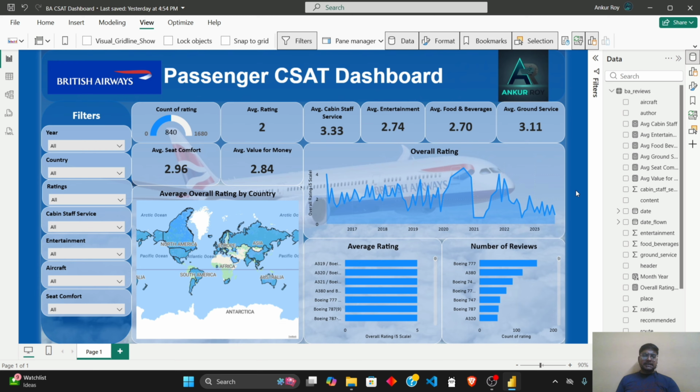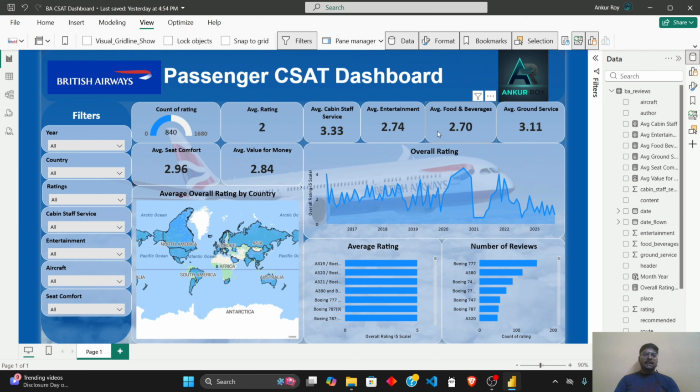From a business perspective, this kind of analysis helps airlines like British Airways answer critical questions such as which services are performing well, where passengers are dissatisfied, whether there are regions or aircraft-specific issues, and how satisfaction has evolved over time. Ultimately, the goal is to convert raw customer feedback into actionable insights that can guide service improvement and enhance the overall passenger experience. Let us start with the KPIs at the top.